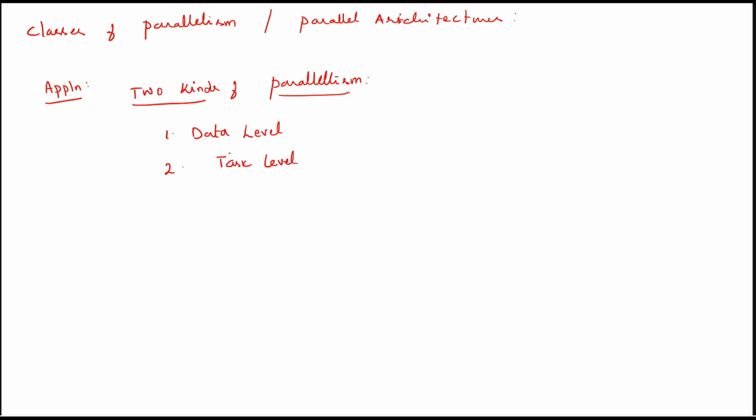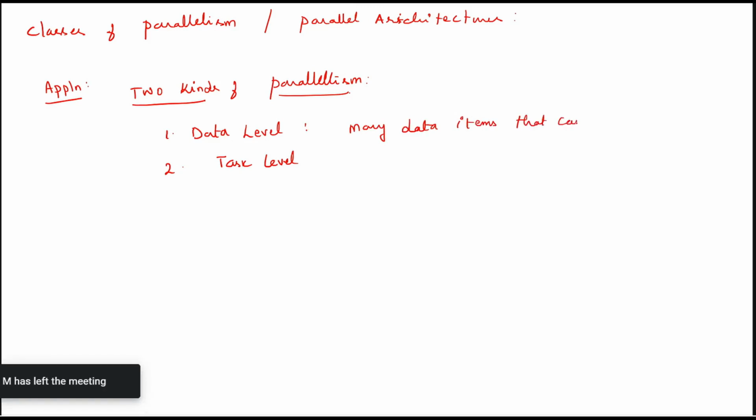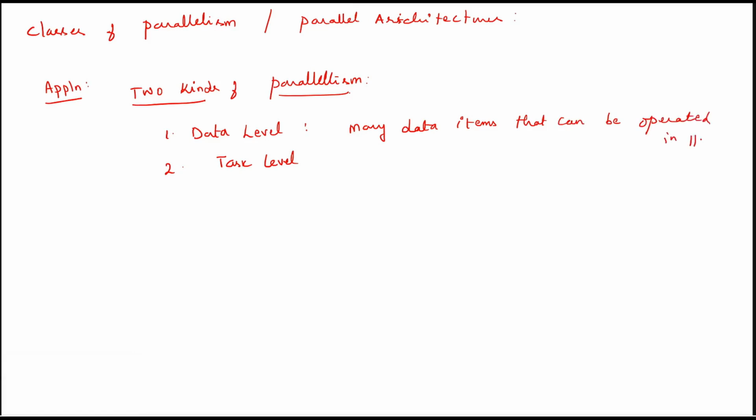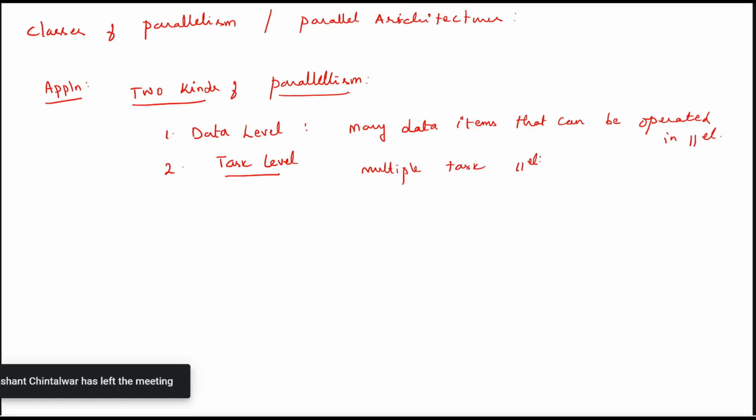As the name implies, at the data level, many data items can be operated on in parallel. At the task level, instead of data, we have multiple tasks that can be operated in parallel. When you design applications for parallelism, only these two things can be done: data level parallelism or task level parallelism.